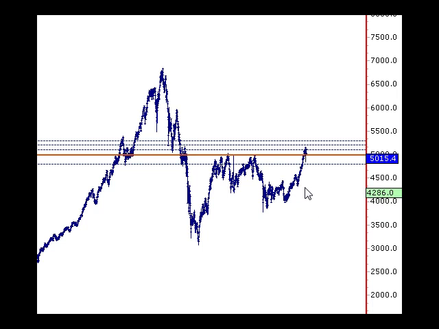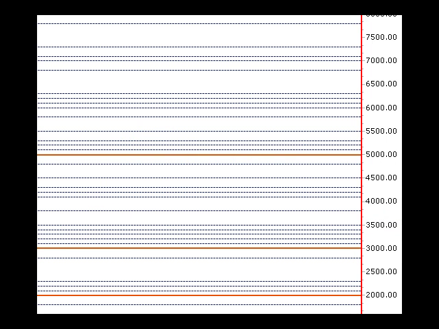CBA is kind of leading the way in all of this, so it can move higher. If we have a look at CBA here, just to have a look at the possibilities through here.